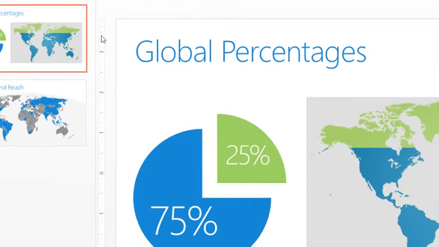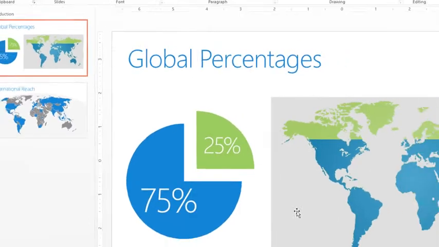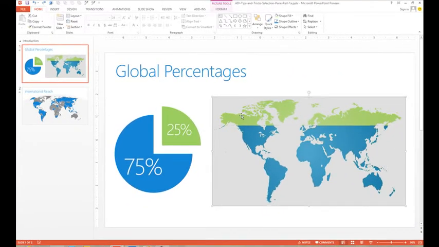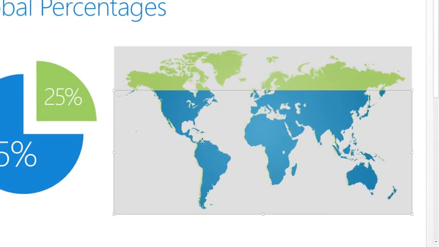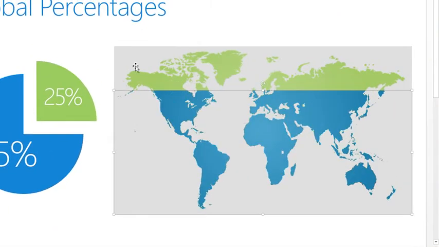Now what we have here is a simple slide that has a variety of text and graphics on screen. And what I'd like to do is select the gray box behind the world map, perhaps to change its color or delete it altogether. Problem is, every time I try to select the box, I end up selecting the map that sits on top of it. Now double-clicking doesn't seem to work either.